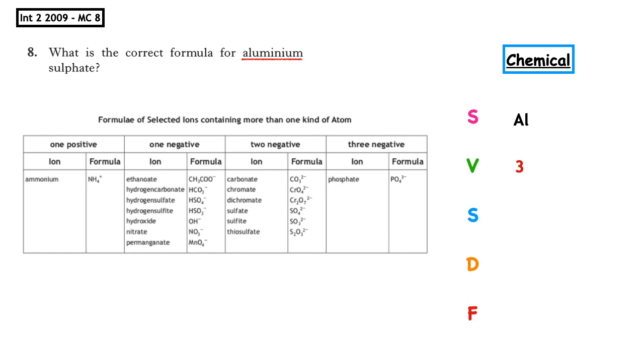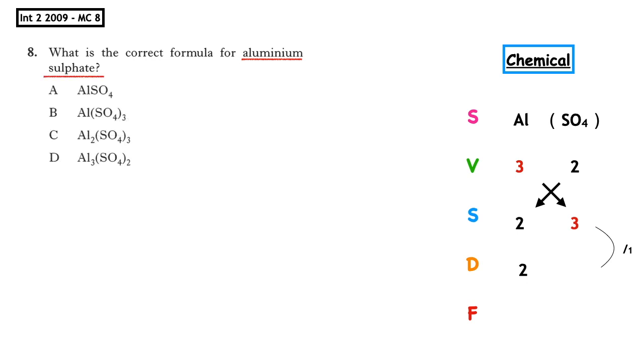Sulfate ends in ate, so we use page 8 of the data booklet. The symbol is SO4, but we need to remember to keep a bracket around that. Valency 2. Swap the valencies over. Highest number both can be divided by is 1. So the chemical formula is Al2 bracket SO4 close bracket 3.